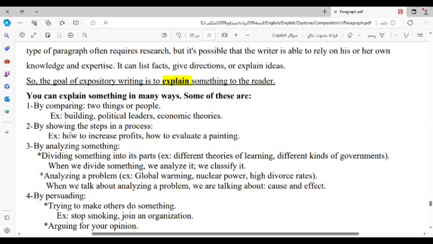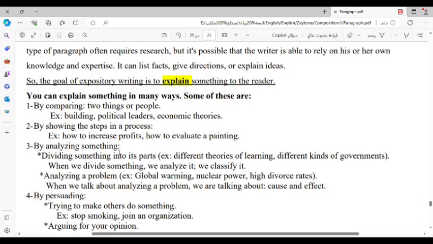Number two, by showing the steps in a process. Example, you need to tell us how to increase profits, like المزايا or فوائد, how to evaluate a painting, you know painting, which is like a picture which you can put on a wall. Okay, this is just to show the steps in a process, like موضوع معين or عملية معينة.